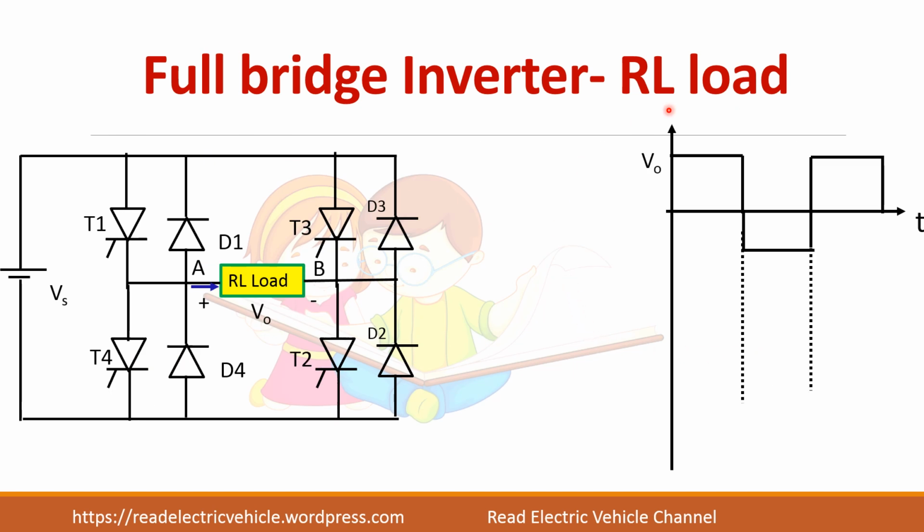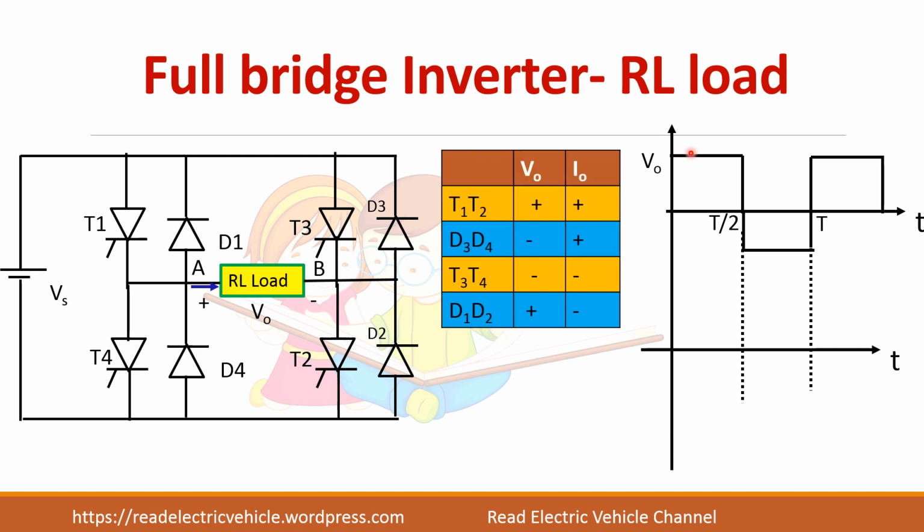Now we will see the voltage waveform. It will be the same square waveform, plus Vs and minus Vs, but you see the current waveform will change. Since it is an inductive load or RL load, current will lag the voltage. So here voltage has started at 0, so current will start later, that is, it is lagging.